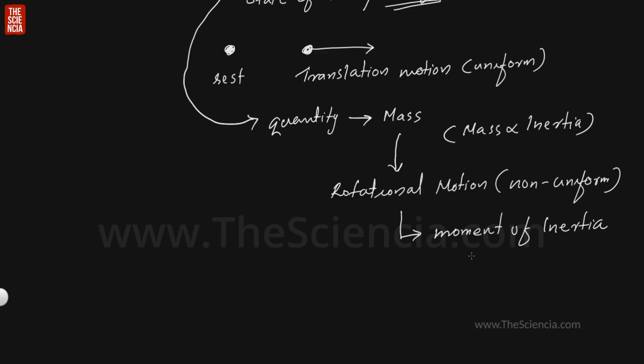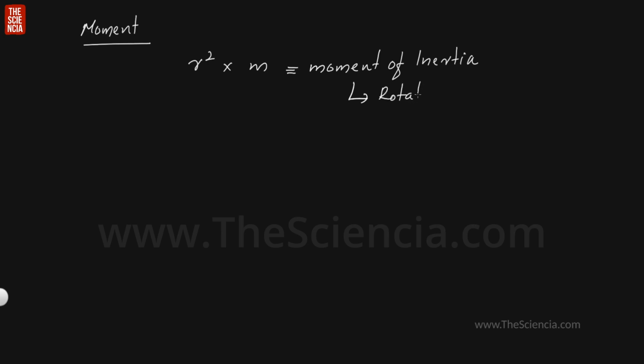So you know what is inertia. It is nothing but mass. But what is this moment? I will discuss a little about moment. Suppose I am multiplying r square with mass, then it is called the moment of inertia. It is also called rotational mass. This is the nickname of moment of inertia: rotational mass.